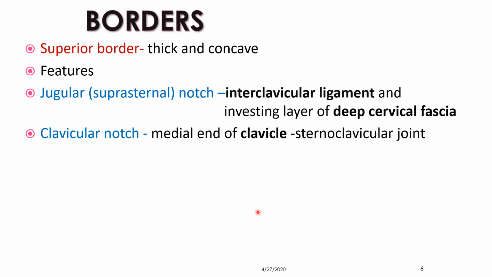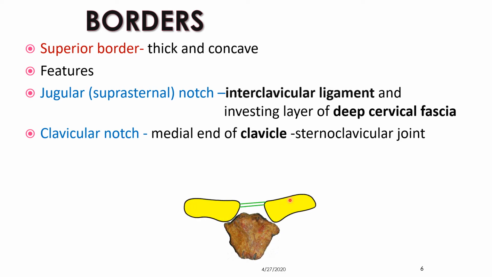Now, focus on the superior border, which is thick and concave. And the features are the jugular notch, which contains the interclavicular ligament, and the attachment of two layers of general investing layer of deep cervical fascia of neck and containing the suprasternal space of Burns. Then you are seeing the clavicular attachment. Clavicular notch for the medial end of clavicle, forming the sternoclavicular joint.